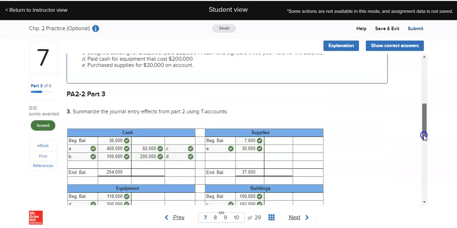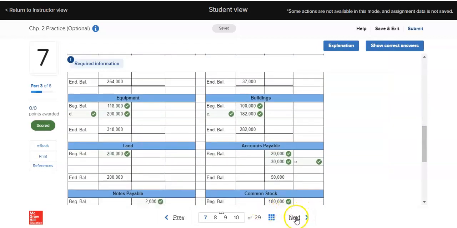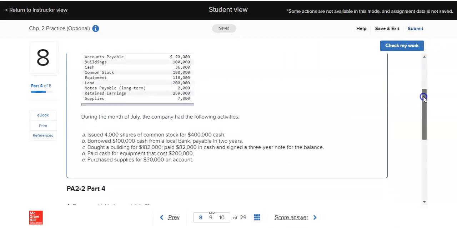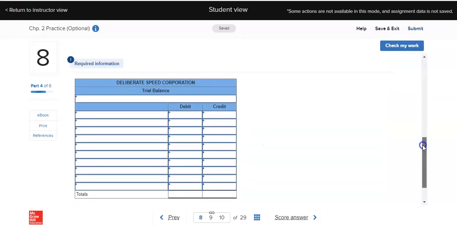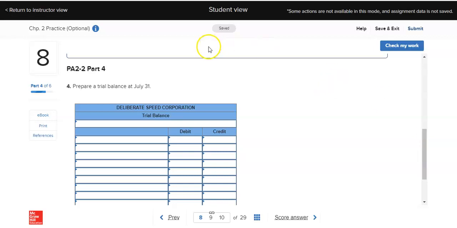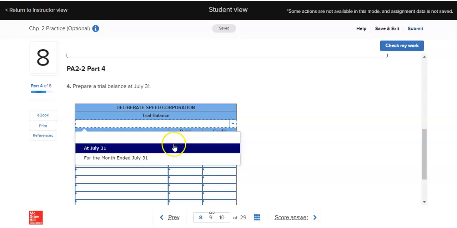Before we can prepare our financial statements, we need to check to see if our accounts with debit balances equal the accounts with credit balances. We try to see if we can balance. So let's begin this by choosing a date for our third line of our heading.